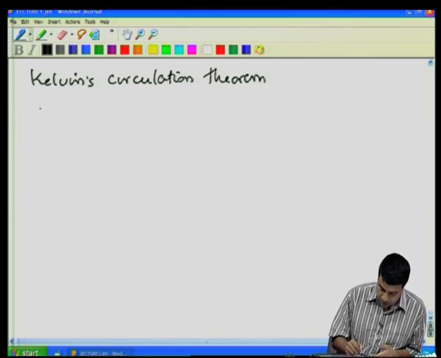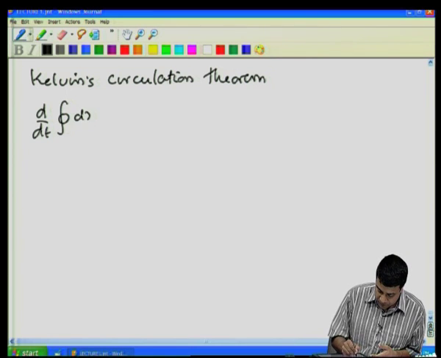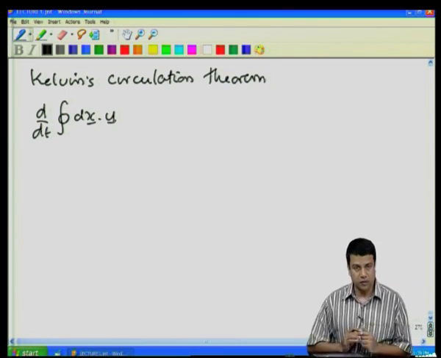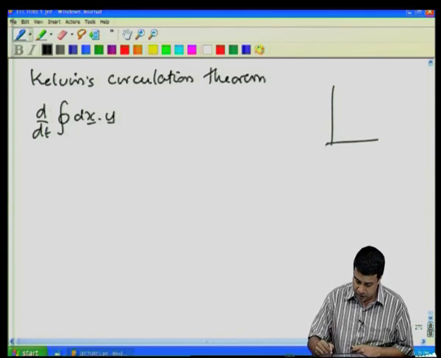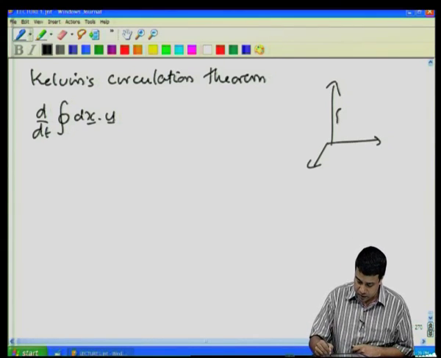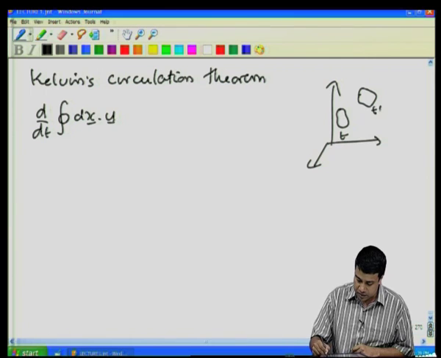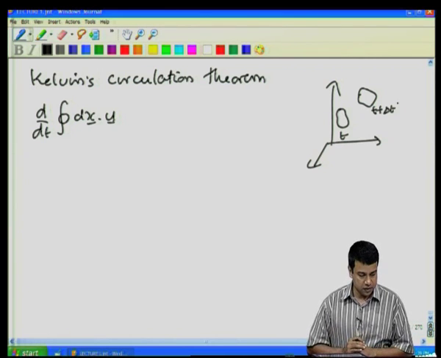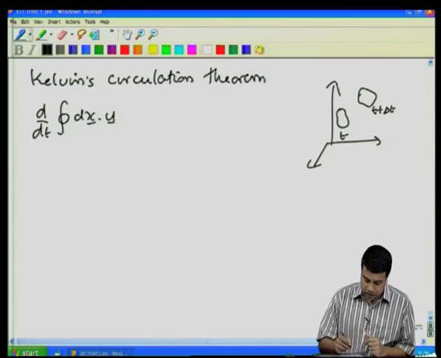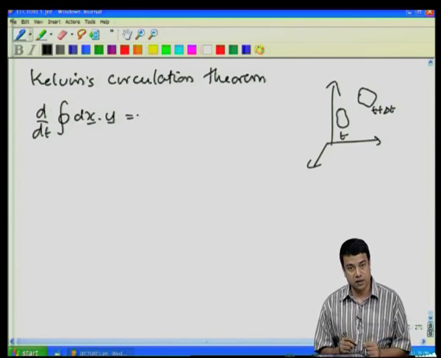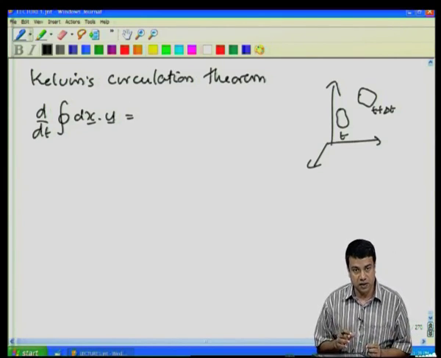If you take the time derivative of the circulation along some loop within the fluid, this loop is a moving loop. It moves along with the material line elements. At one time it is here, and at t plus delta t it goes to some other location. There are two reasons why the circulation changes along this loop.